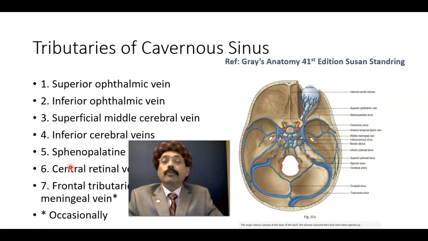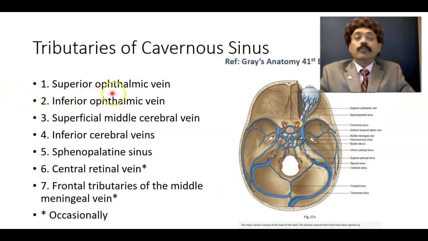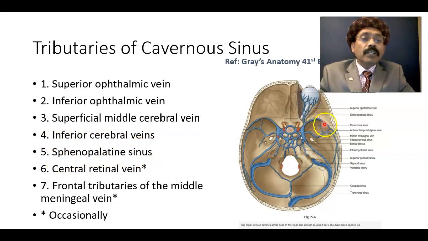So what are the tributaries of the cavernous sinus? As it is a venous space, it should have tributaries. We have the superior ophthalmic vein, the inferior ophthalmic vein, the superficial middle cerebral vein, the inferior cerebral vein, and the sphenoparietal sinus. This is the sphenoparietal sinus here. Another one is here.